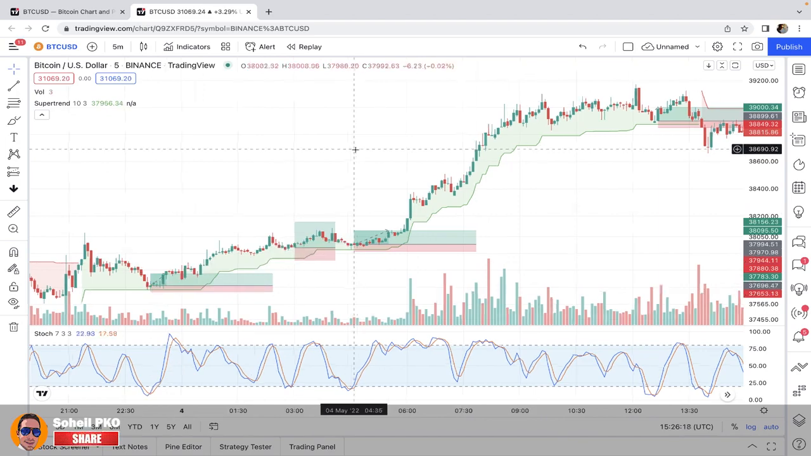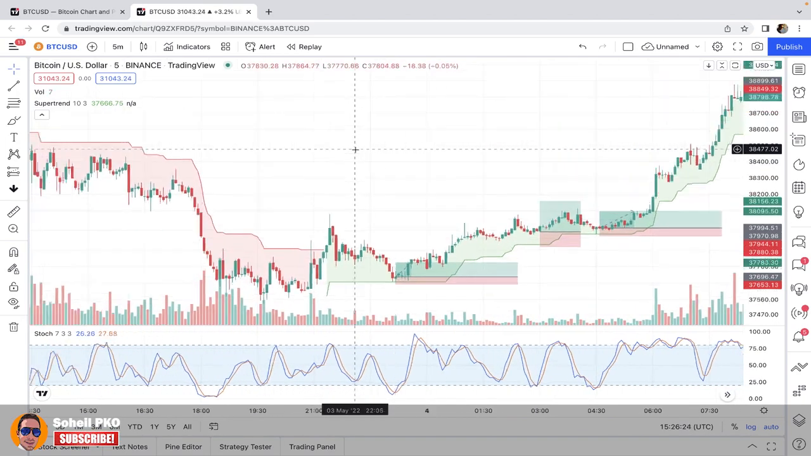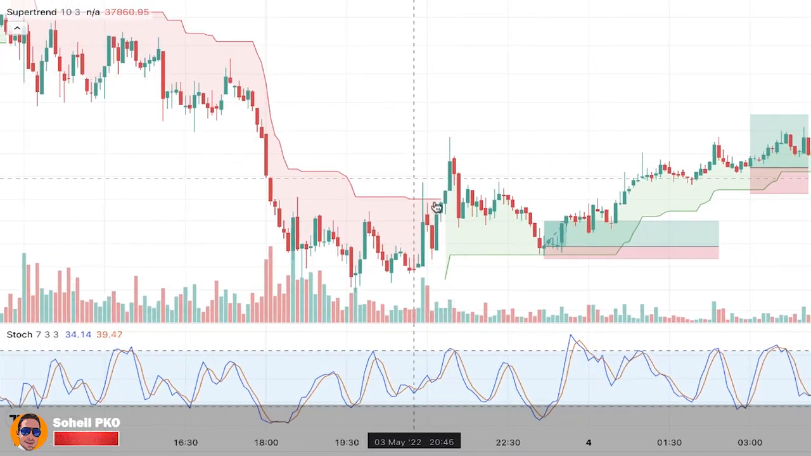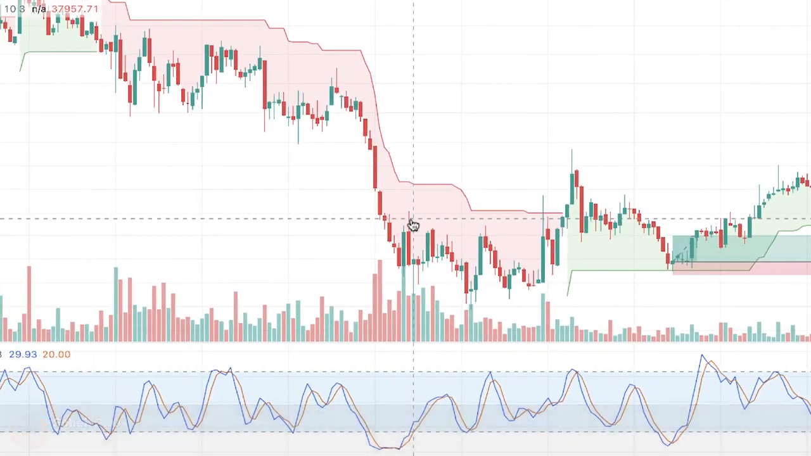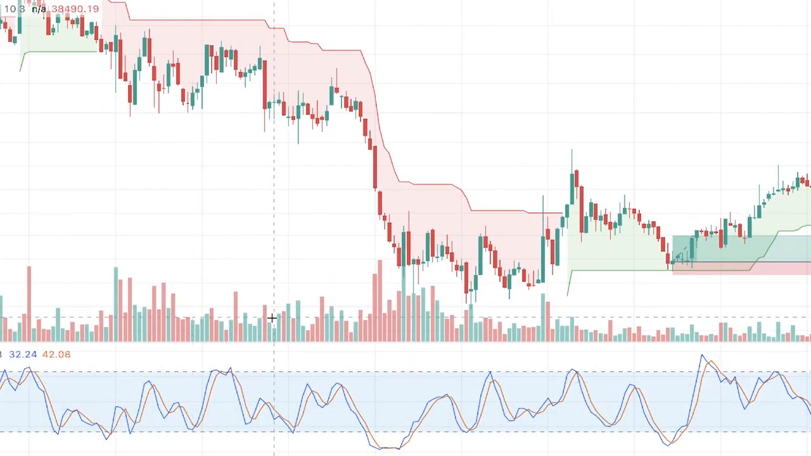And for short positions, we do the opposite. When the super trend line is red, we wait for the stochastic to go above 80, which shows an overbought condition in a downtrend. Then when the K% line crosses below the D% line, we enter a short position.